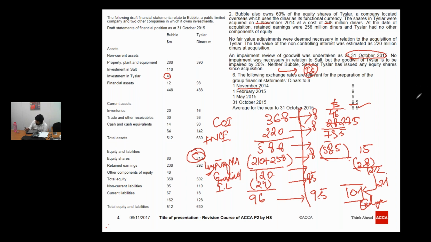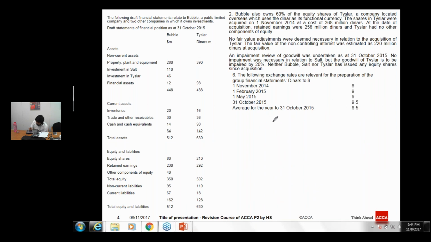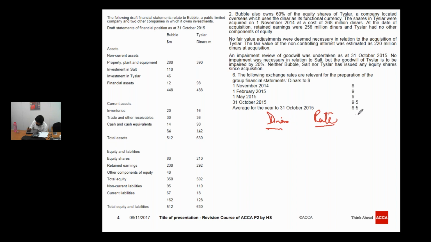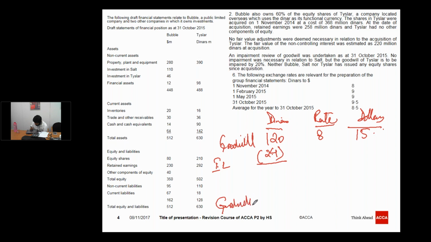Yes, there is a demand from one of the students to recalculate just the goodwill in dinars, rate, and dollars. So we have already calculated the value of the goodwill in dinars. The value of the goodwill in dinars is 120. The exchange rate at the date of acquisition is 8, and this value in dollars is 15. So if we deduct the impairment loss, that is 20% value, that amount will be 24. We got the final value of the goodwill at 96. So in dinars, the goodwill at the reporting date is 96.